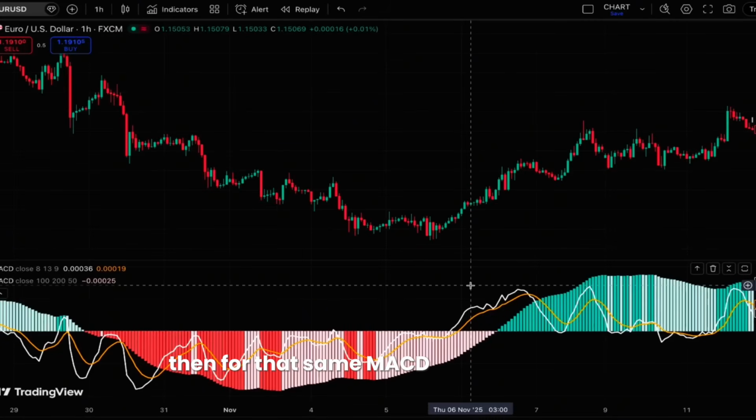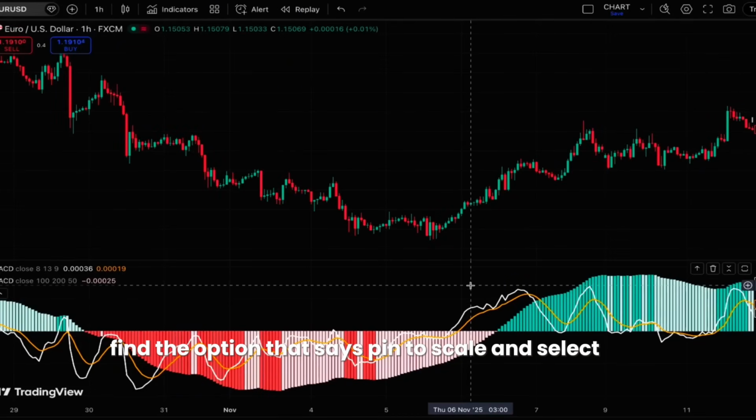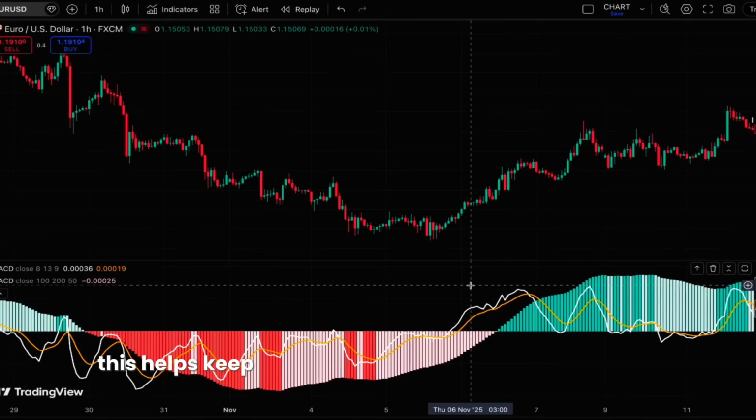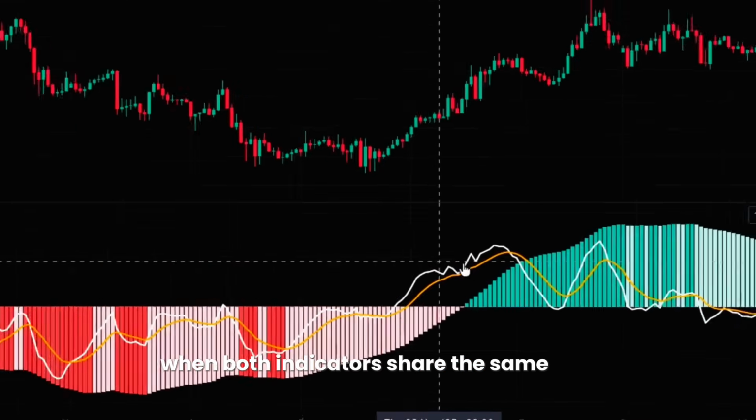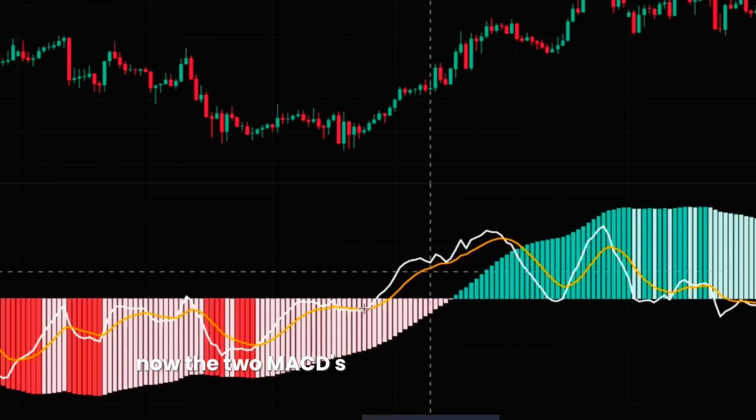Then, for that same MACD, click More again. Find the option that says Pin to Scale and select Pin to Scale. This helps keep the visuals consistent and easier to read when both indicators share the same space. Now the 2 MACDs are combined.